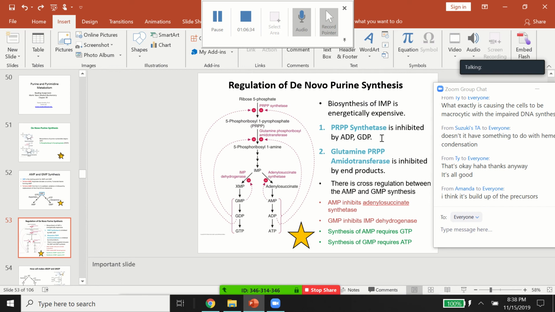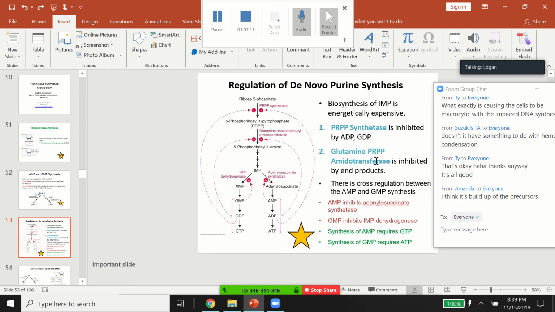Now, I thought it may be important to know what it's inhibited by and what it's synthesized by. So I thought this slide sums it up really well for you. It makes sense why ADP and GDP would inhibit that, right? Because that means you already have the building blocks to form ATP and GTP. So you don't really need purine to be formed anymore at that point, because you already have the A, or the G. So that's why PRPP synthetase would be inhibited.